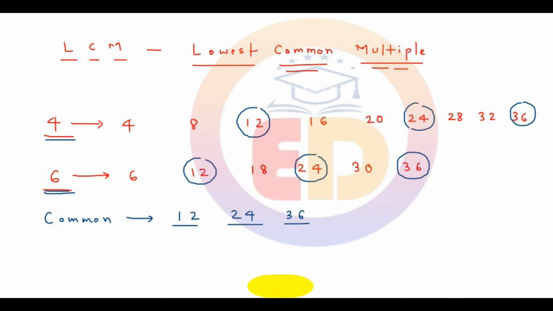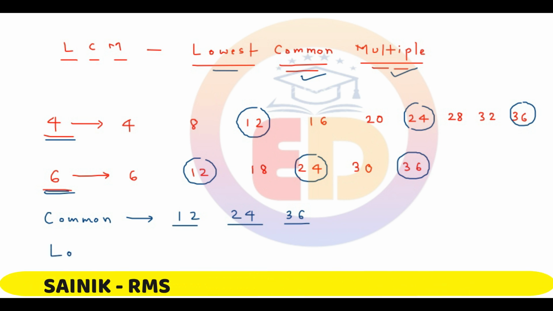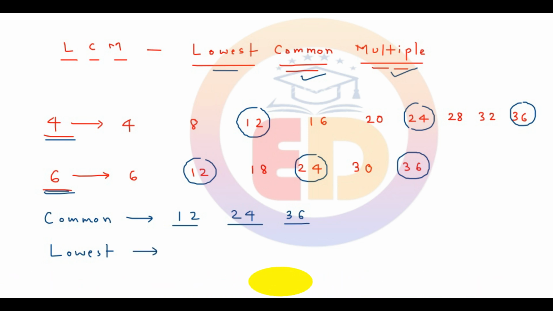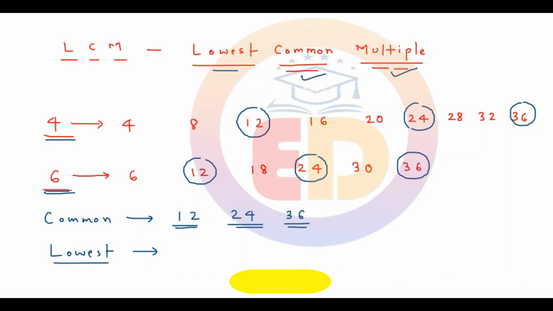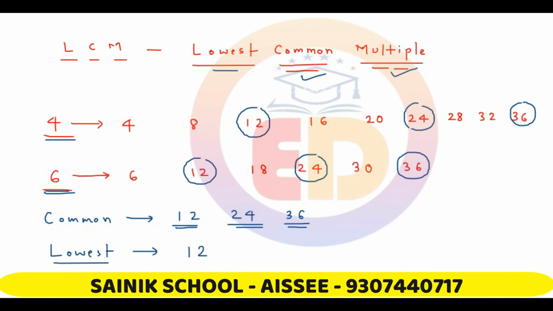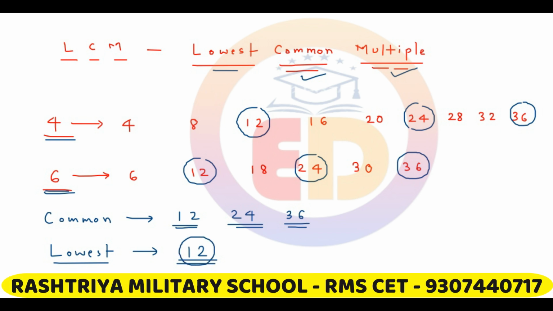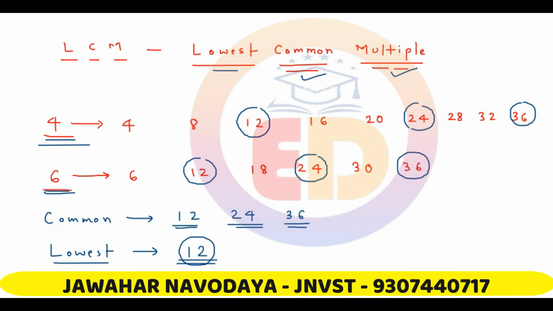So we have understood the multiple, we have understood the common multiple, and now let's talk about the lowest. Now which is the lowest number among these three? The lowest among these three, 12, 24 and 36, the lowest number is 12, and that is our LCM. It is the lowest, it is the common and it is a multiple of 4 and 6.